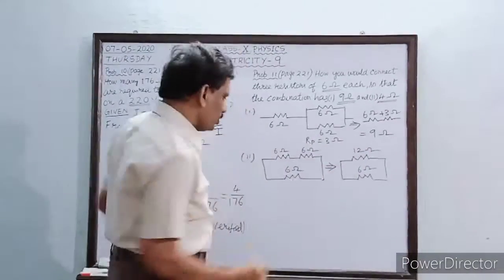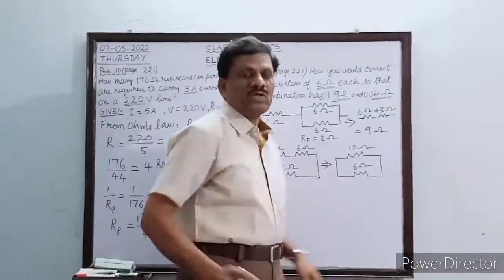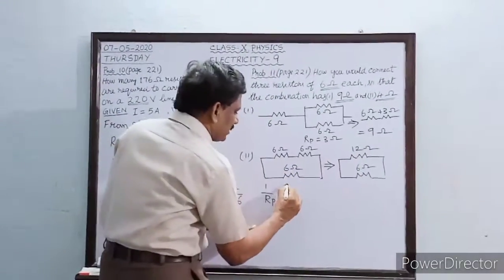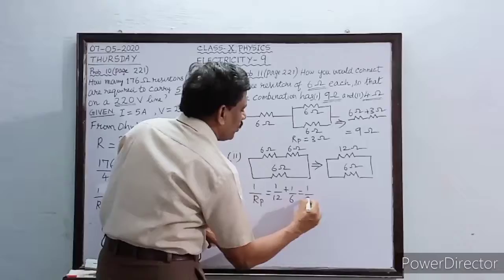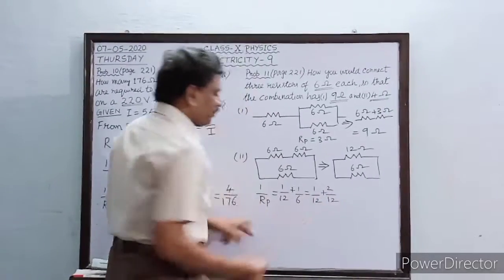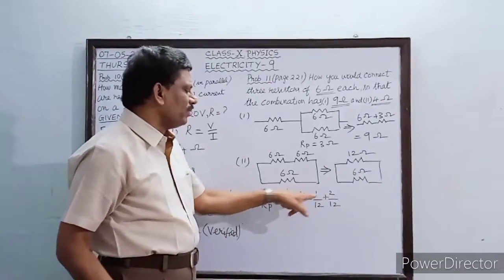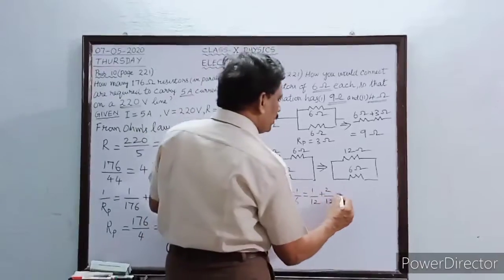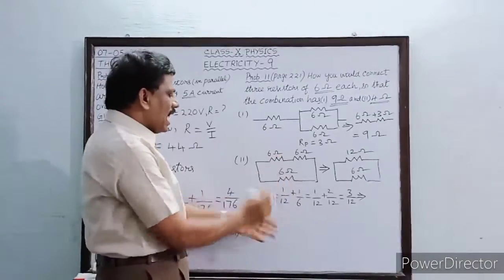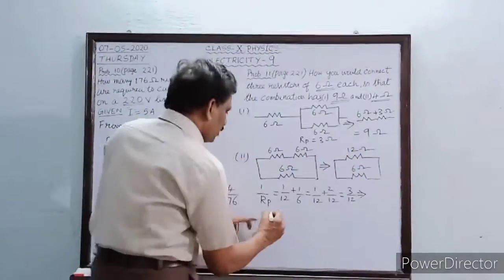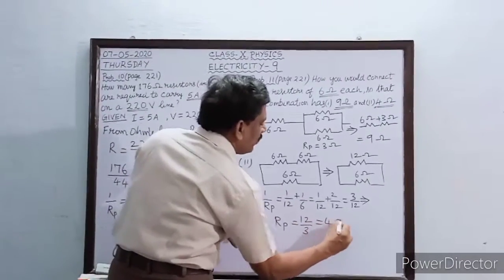This 1 by Rp as usual. So 1 by R parallel is equal to what? I have told you, 1 by 12 plus 1 by 6. So this is also equal to 1 by 12 plus 2 by 12. I have multiplied by 2 here and here so that it will become 2 by 12. So totally how much? 3 by 12. So this is equal to 3 by 12, and this implies the reciprocal, Rp will be equal to 12 by 3. So therefore we can write R parallel is equal to 12 by 3, and that is equal to 4 ohm.